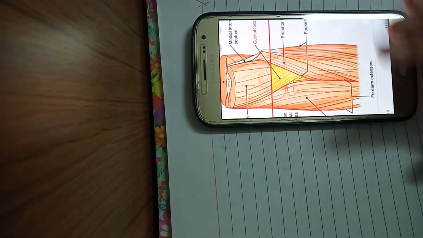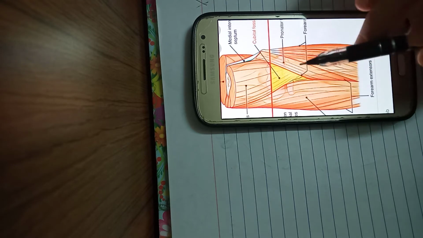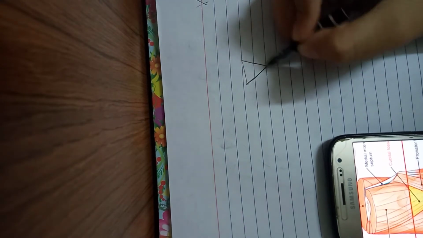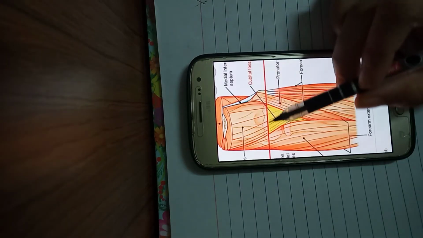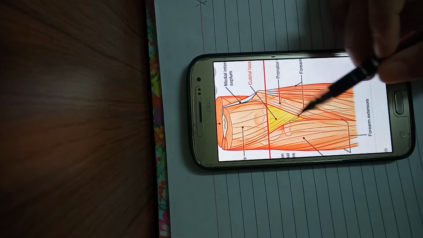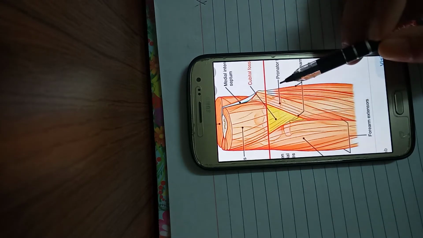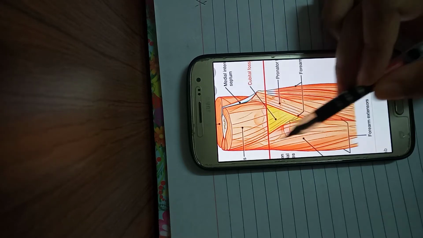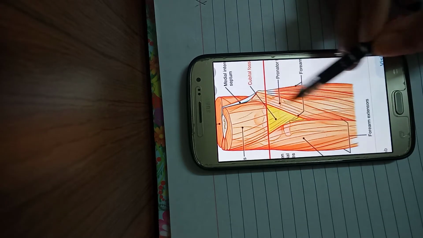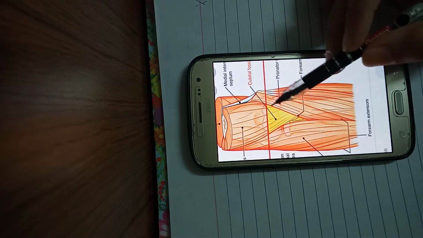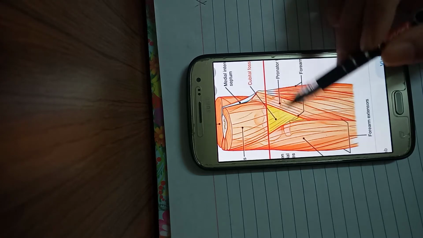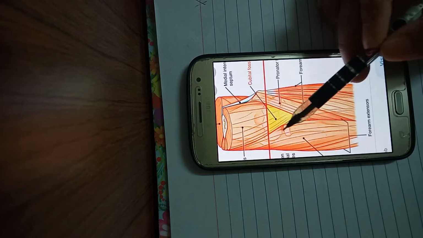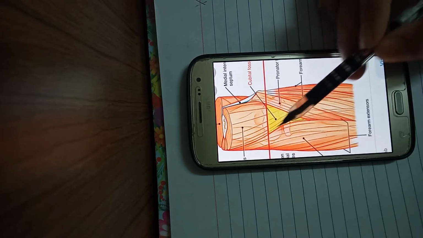Now we will continue our study with the boundaries of the cubital fossa. In a triangle, we have the boundaries, the apex and the base. The same happens with this triangle. This is the lateral side, this is the medial side. This muscle is the brachioradialis, and this muscle is the pronator teres. So the medial boundary is formed by the lateral border of the pronator teres, and the lateral boundary is formed by the medial border of the brachioradialis.